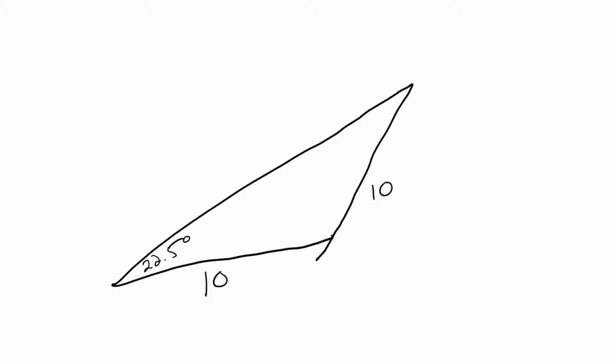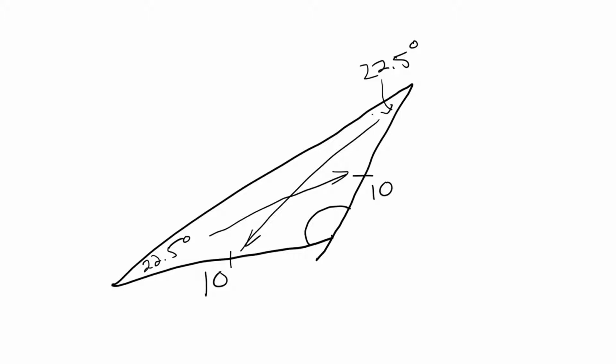So first of all, this is an isosceles triangle. We have two equal sides, which means we're always going to have two equal angles. And so the angles opposite the lengths of 10 are going to be equal, which means this angle up here is also 22.5 degrees. Now, if we know that, we also know the third angle because all three angles have to add up to 180.